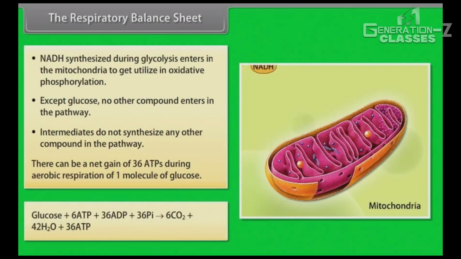Glucose plus 6 O2 plus 36 ADP plus 36 Pi gives 6 CO2 plus 42 H2O plus 36 ATP.